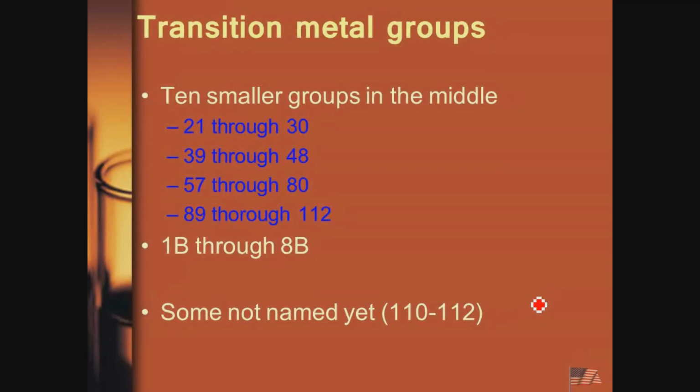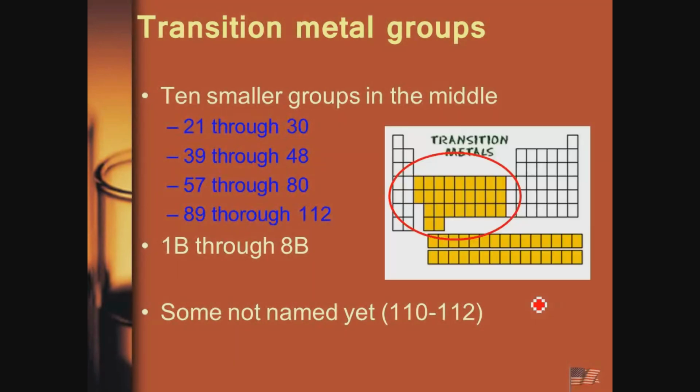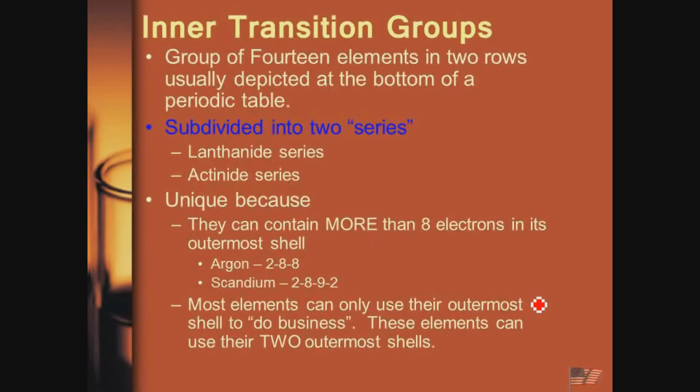And then those transition ones we set in the middle, they're smaller in nature. We're not going to worry that much about them. And then the intertransition are the ones on the 2 rows that are basically always pulled out of the periodic table. And I don't care that you know that there's a lanthanide and an actinide series.